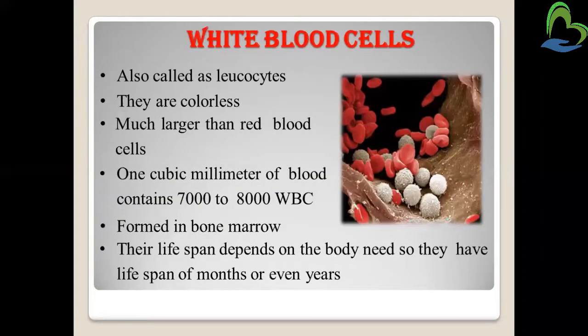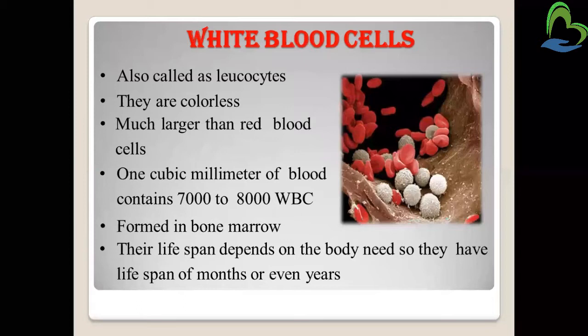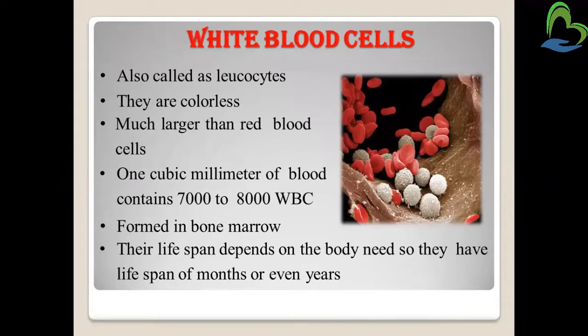Now coming to white blood cells, also called leukocytes, they are colorless. White blood cells are colorless, much larger than the red blood cell. So it is larger than the RBC, right? Now one cubic millimeter of blood contains 7,000 to 8,000 WBC. Formed in the bone marrow, their lifespan depends on the body's needs. So they have a lifespan of a month or even a year.